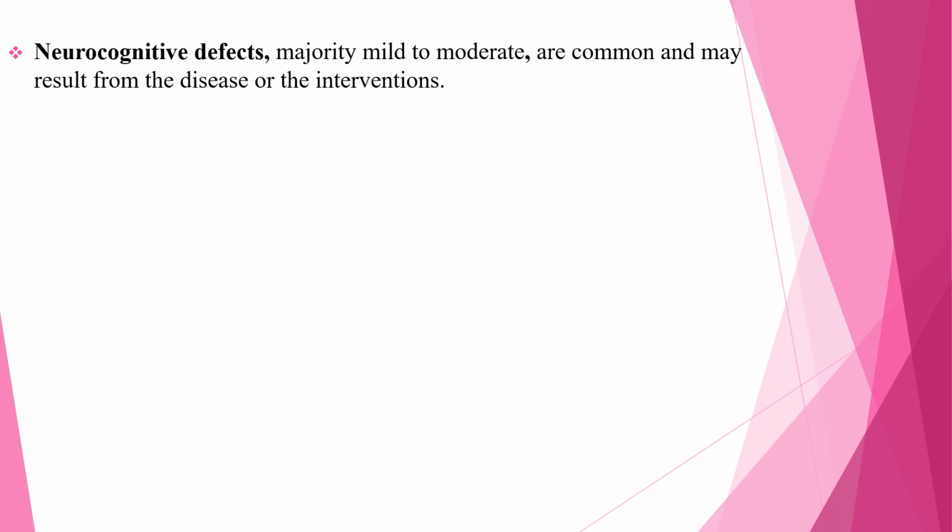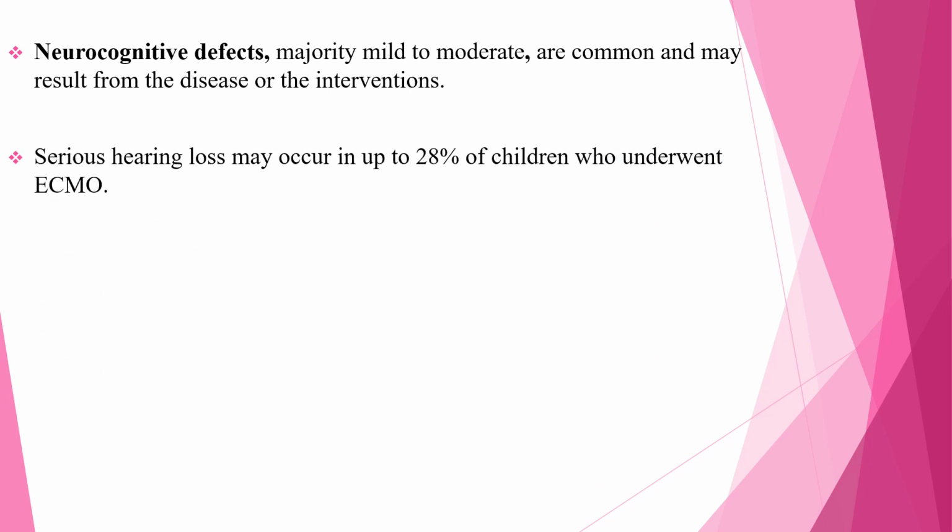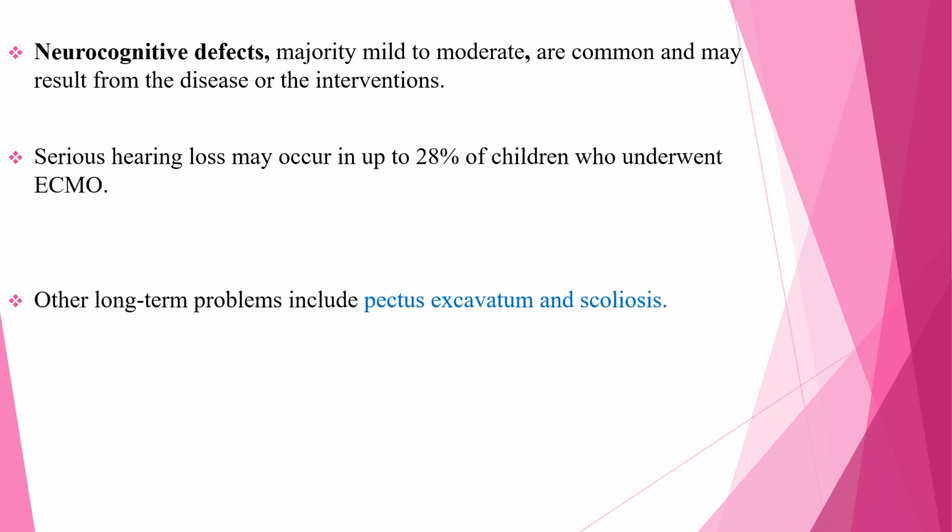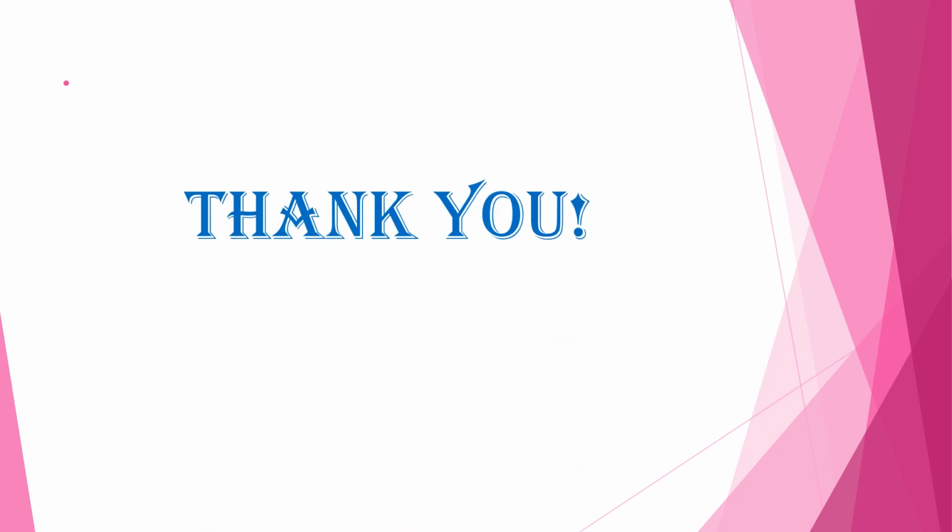Neurocognitive defects, the majority mild to moderate, are common, and they might result from the disease or the interventions. Serious hearing loss might also occur in up to 28% of children who underwent ECMO. And other long-term problems include pectus excavatum and scoliosis. This is all about what I have regarding congenital diaphragmatic hernia.